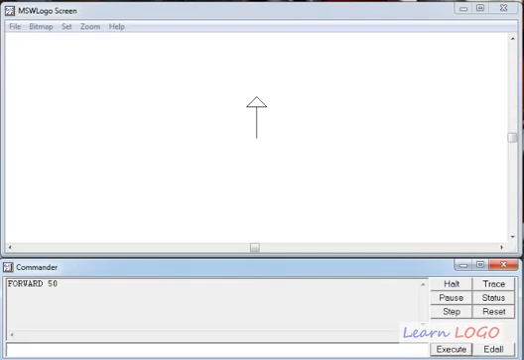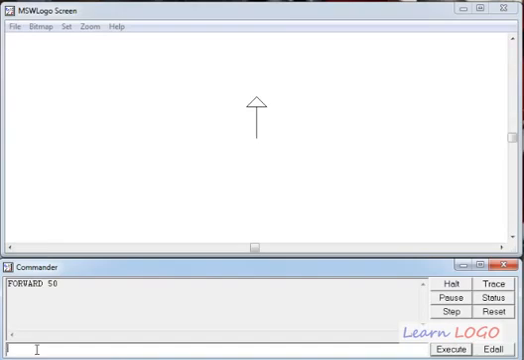And see what has happened. This command line has become clear and this forward 50 which we have recently given has come to this window, and this window is called the recall list, right? So this is the forward command where we have written forward, space, 50.